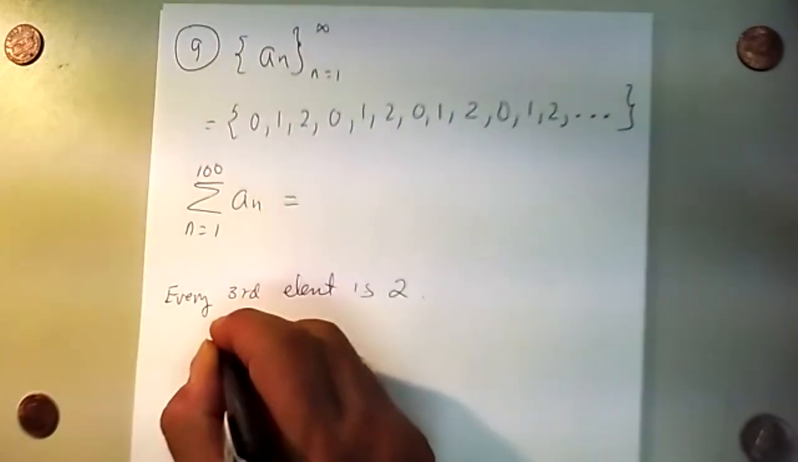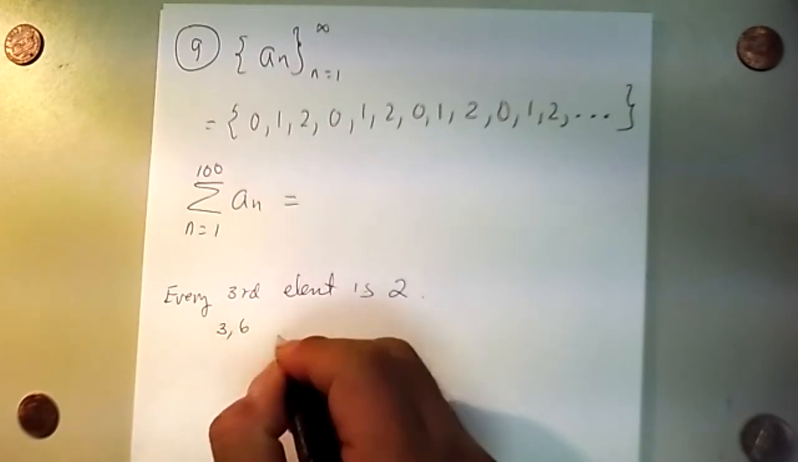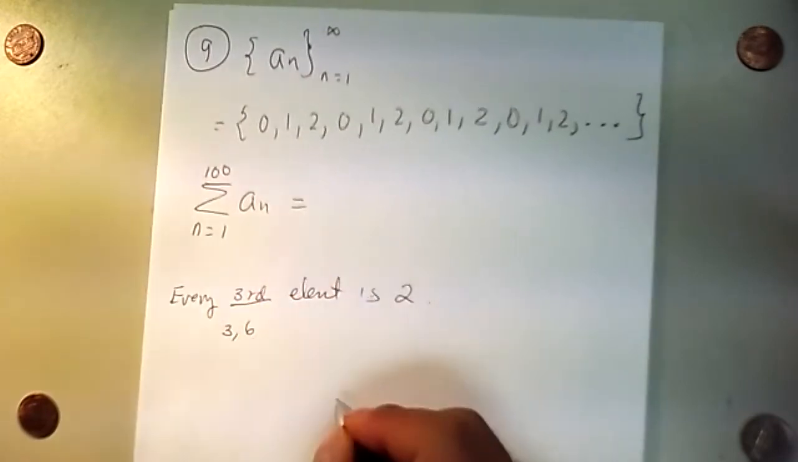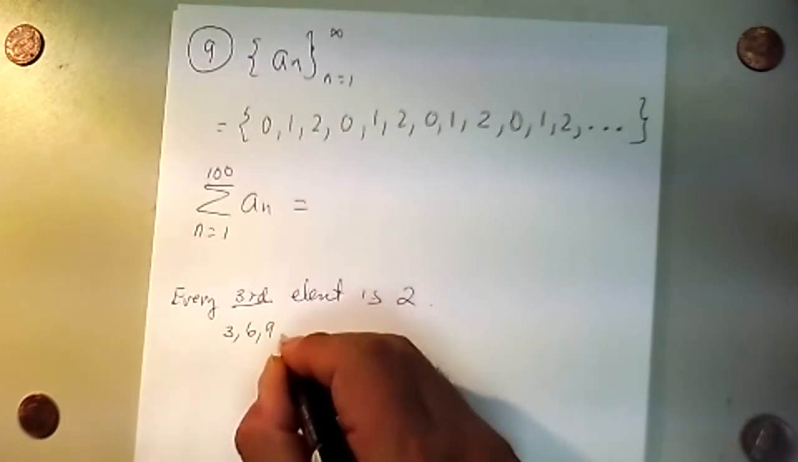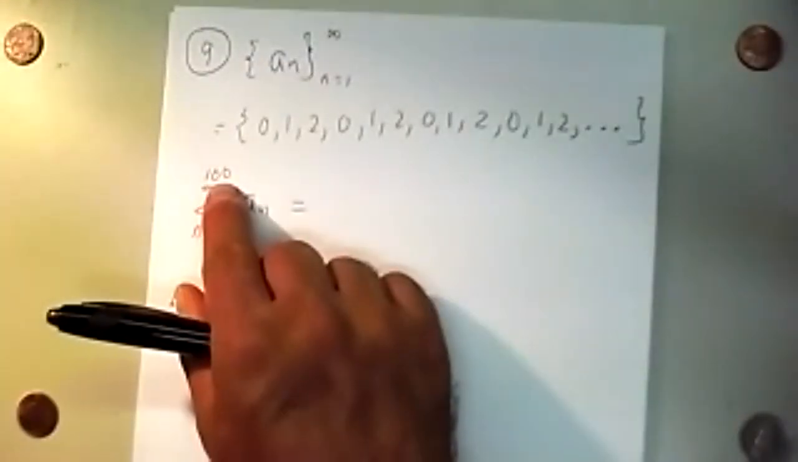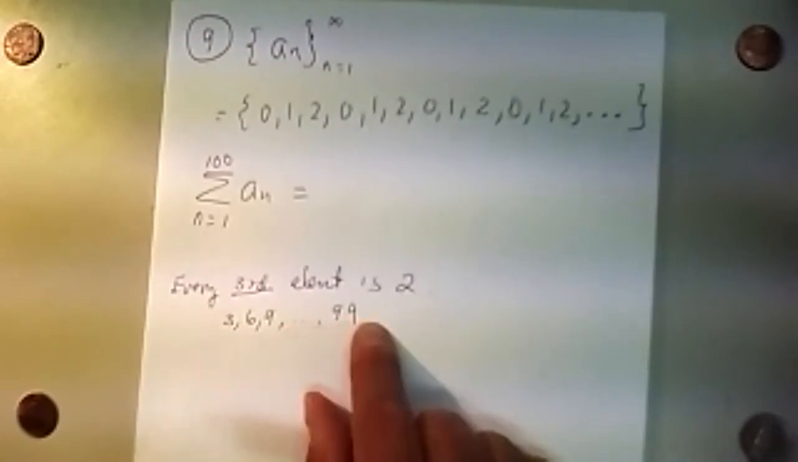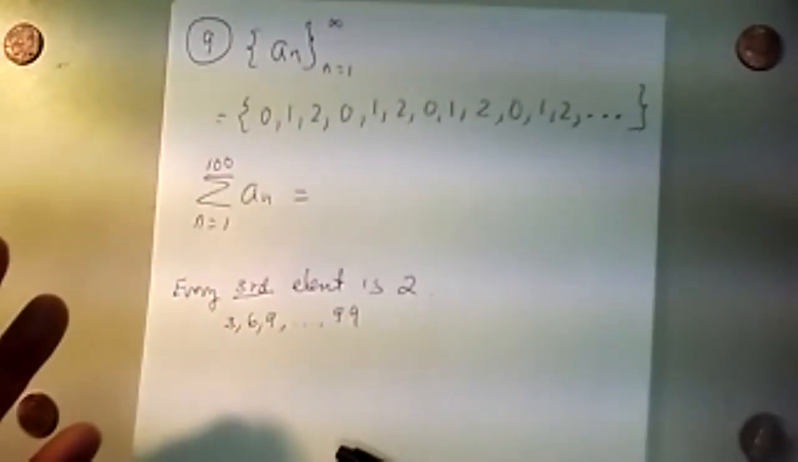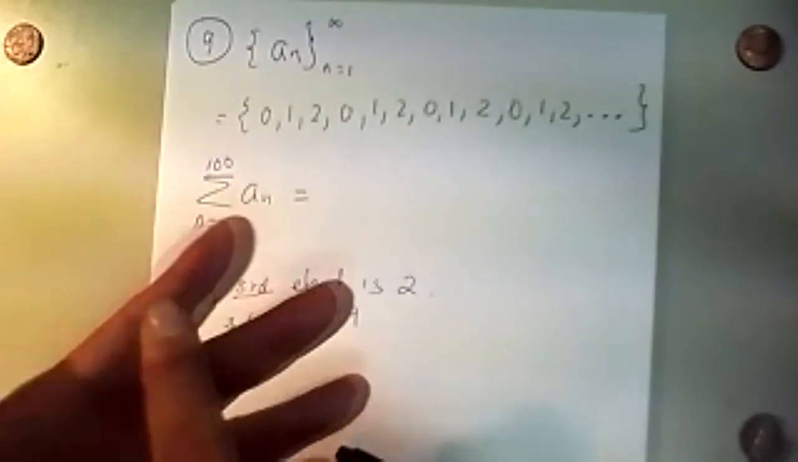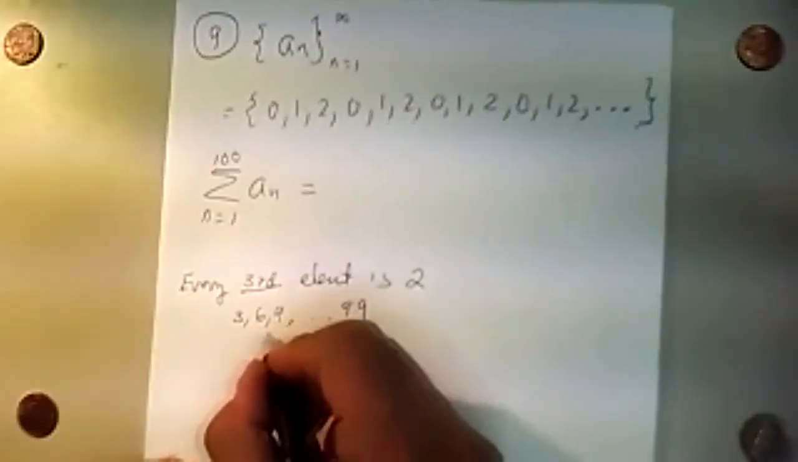Well, there is 3, 6. Those are the multiples of 3. That's what I mean by third element, and 9. And all the way up to, well, the last one up to 100 will be 99. So how many of those are there? There's a few different ways to go about it. But one way to go about counting those, other than actually doing 3, 6, 9, 12, 15, 18, 21, and so forth, we can rewrite them differently.